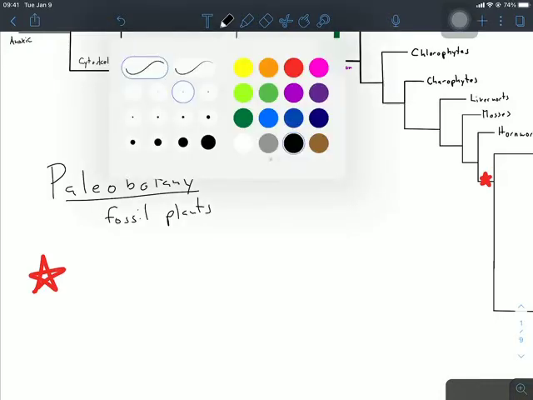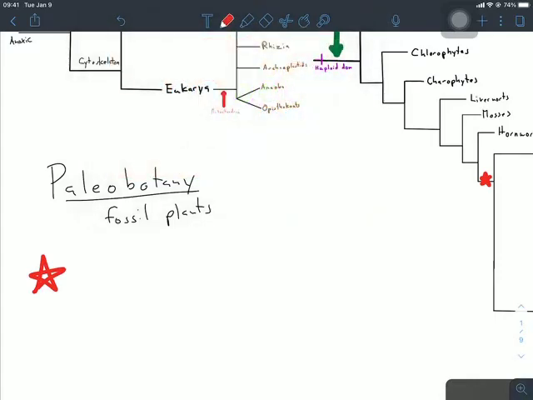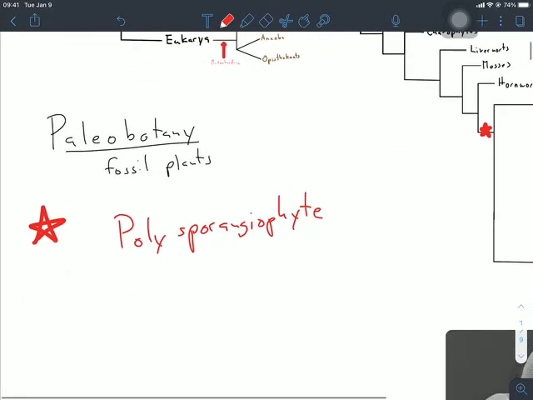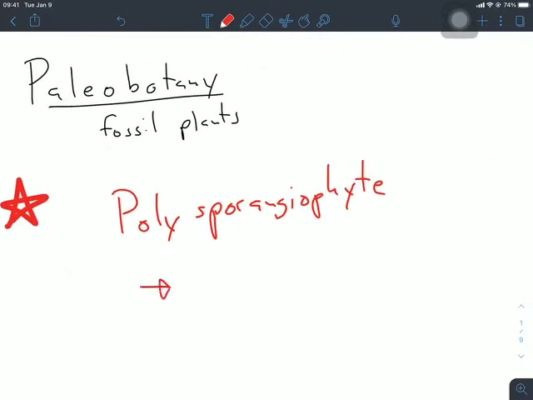This group collectively are called the polysporangiophytes, meaning the many spore-bearing plants. And this is because with this transition to vascular land plants, we get a concurrent change to plants that are sporophyte dominant.